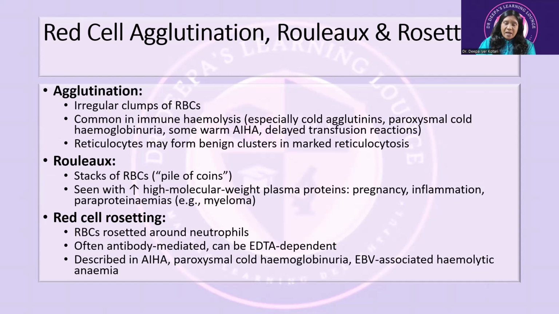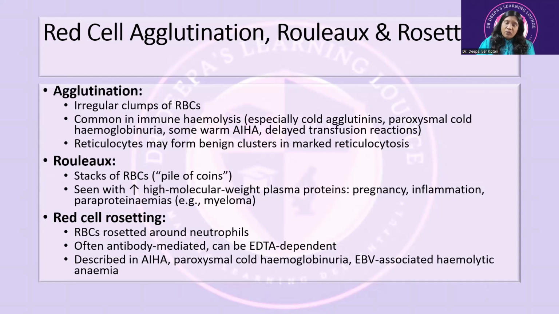So this red cell rosetting around the neutrophils is rare, but it might indicate an immune-mediated event, and sometimes it can be EDTA dependent also. So when you have this kind of clustering and you have a repeat sample taken, let's say in heparin, and you still see this clustering, then it is more immune mediated.